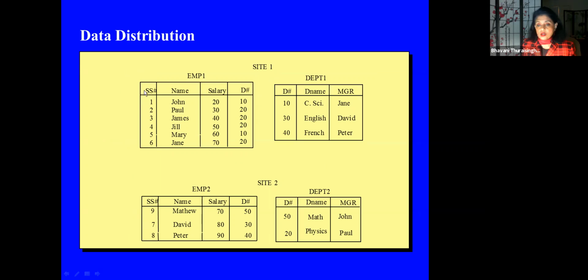So site 1 has employee 1 with social security number, name, salary, and department number, and site 2 has department 1 with department name, department number, and manager. Similarly, site 1 has a second table, and site 2 also has the fragments, employee 2 and department 2. Right. So we are assuming that math and physics departments are maybe in Los Angeles, and computer science, English, and French in Dallas.